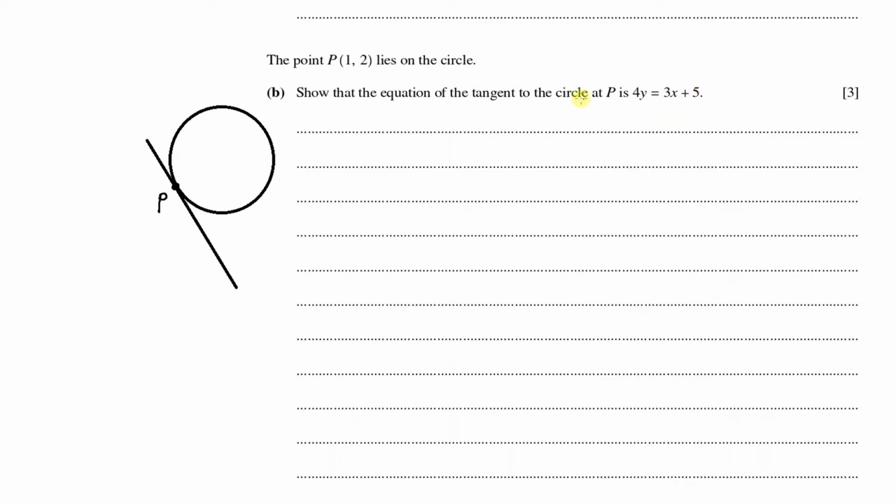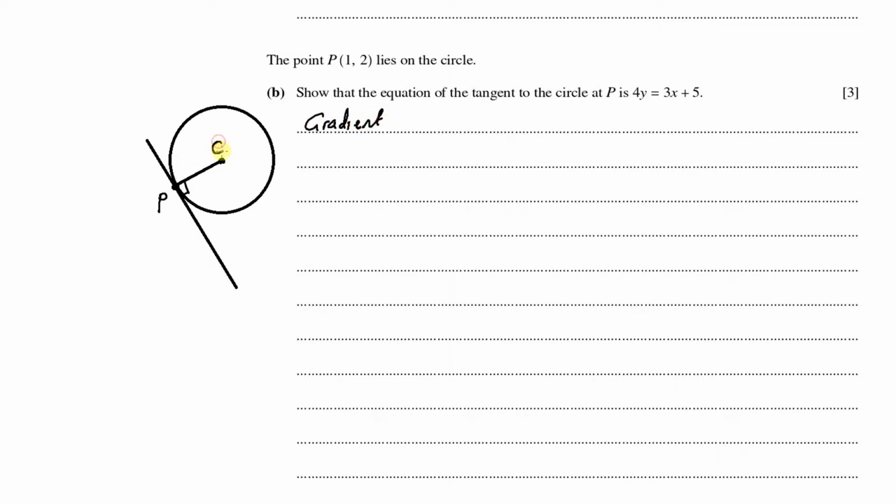Now for the equation of the tangent, since it's an equation of a line, I would need to know, number 1, the gradient of the line. And we know that the gradient of a tangent is perpendicular to the radius of the circle. So they meet at right angles. So first of all, I'll look for the gradient of the radius.